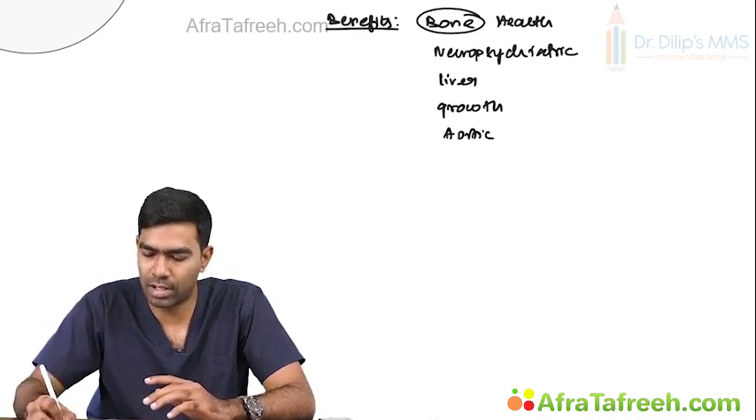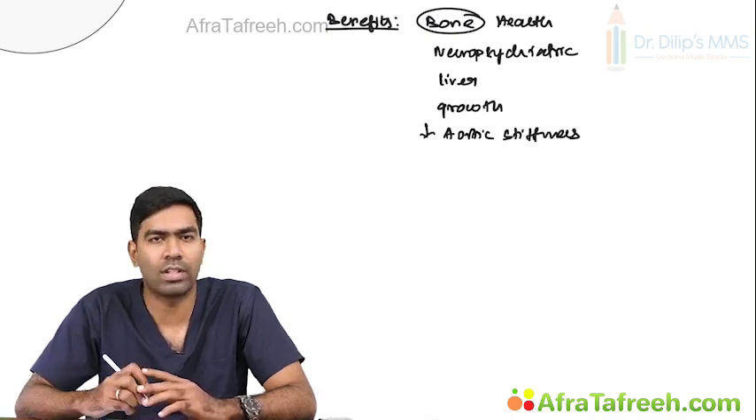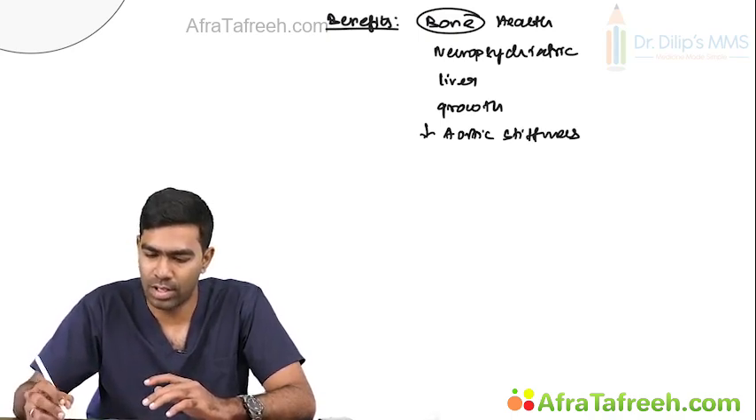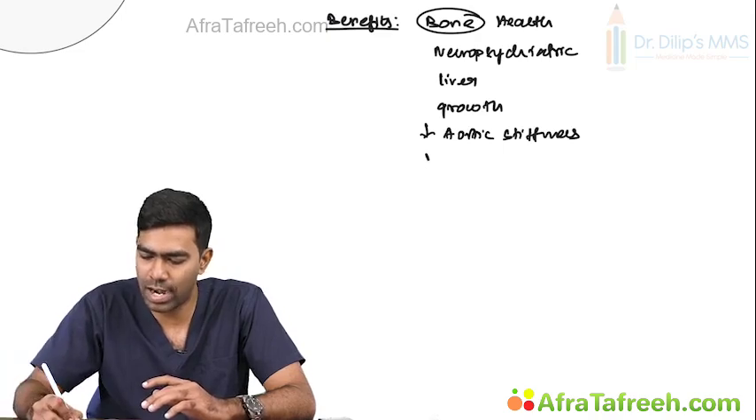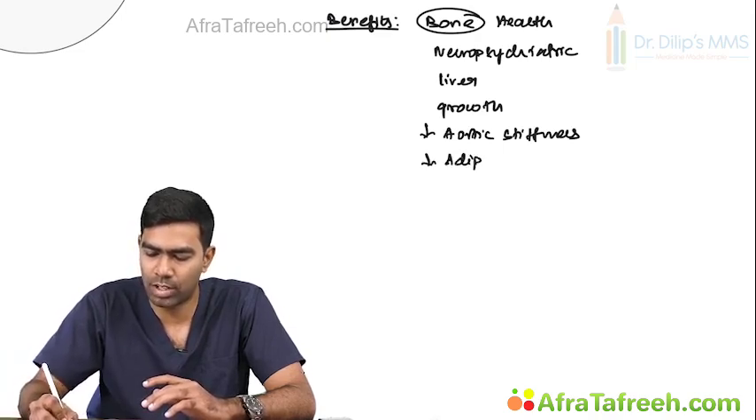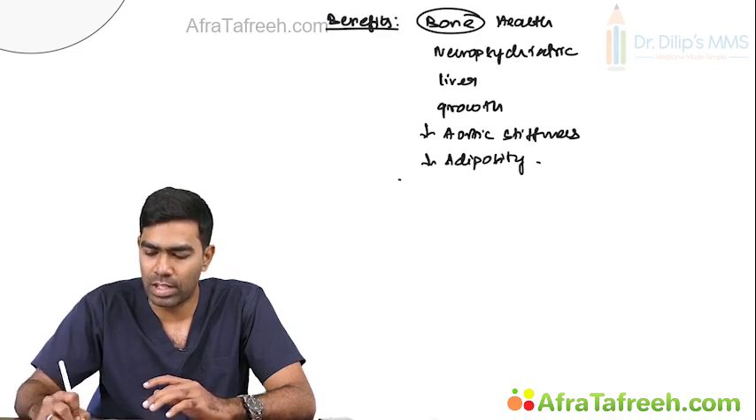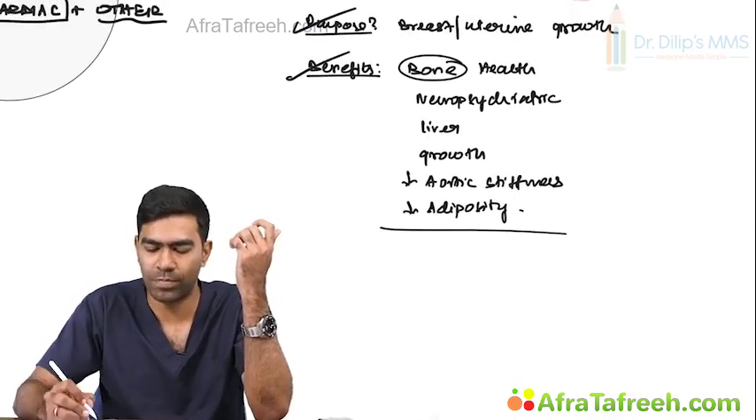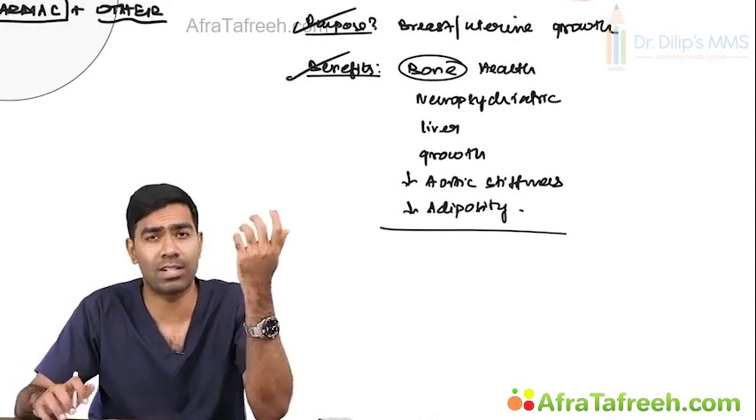And it helps in reducing the aortic stiffness and reducing the risk of dissection and coarctation. And it's also going to reduce the adiposity. Adiposity is going to benefit from estrogen. Remember, these are the additional benefits that you get apart from the breast and uterine growth with estrogen use. Why do we prefer transdermal estrogen?